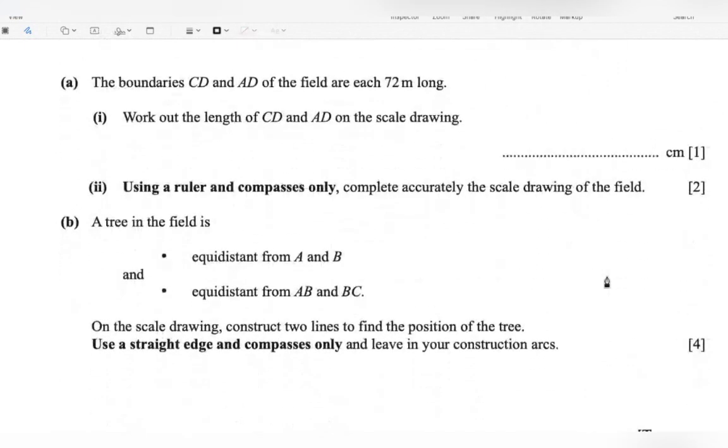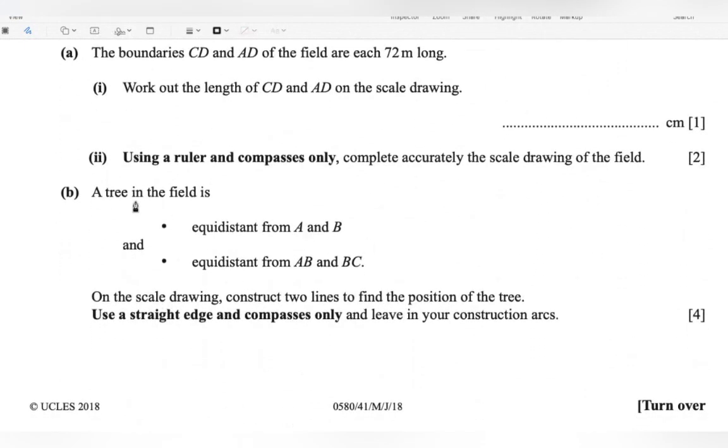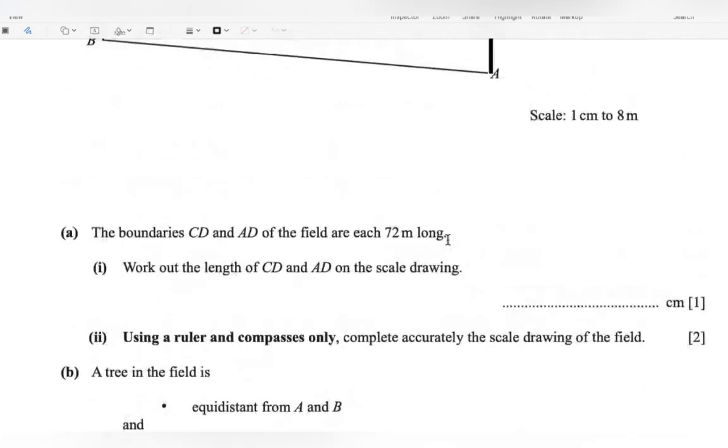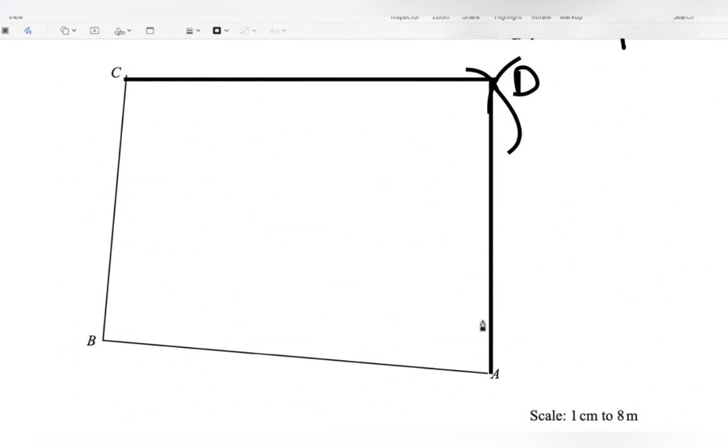And then the next question says a tree in the field is equidistant from AB, and equidistant from AB and BC. Now let's take a look at the first one. A tree in the field is equidistant from AB. So if you are equidistant from AB, we're going to bisect line AB inside the field.